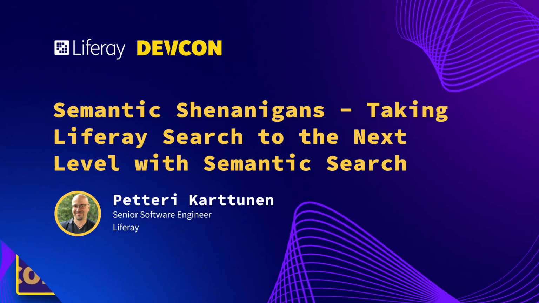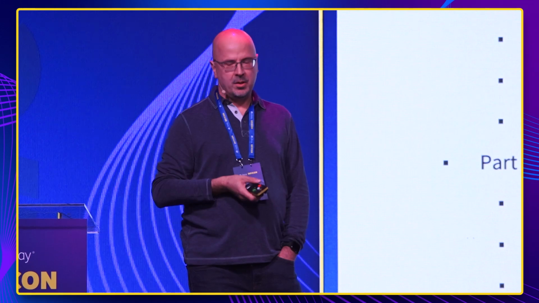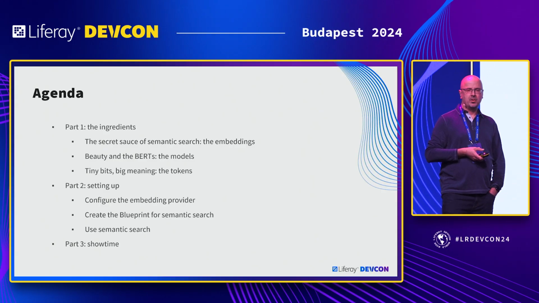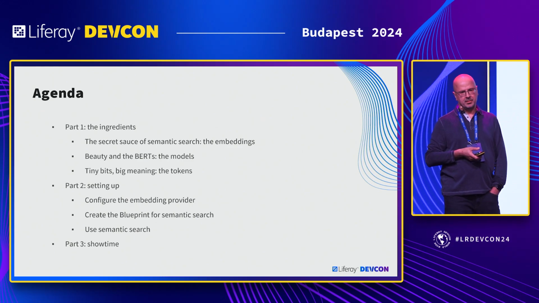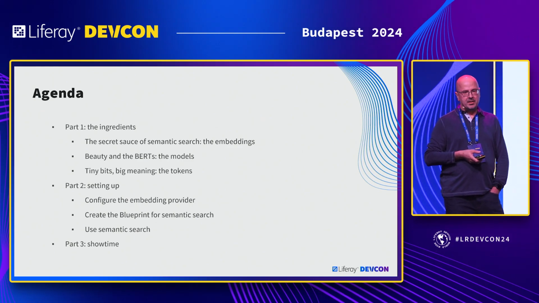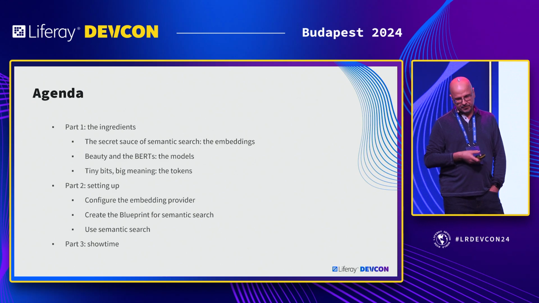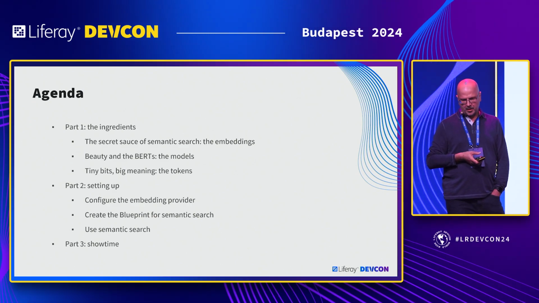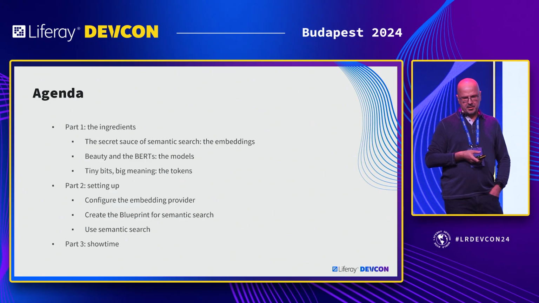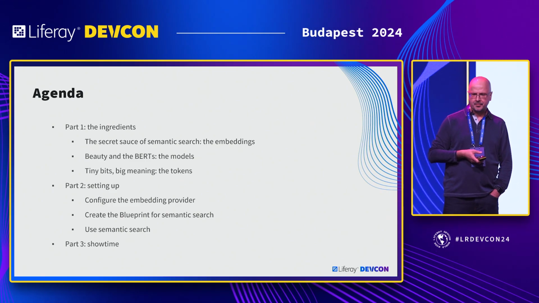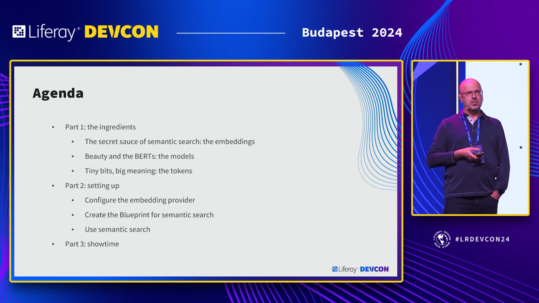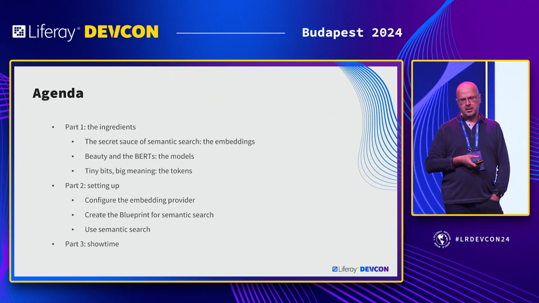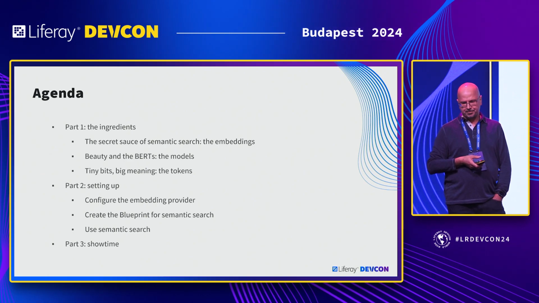To get the best out of semantic search, it's good to know how it works and why it works. That's why I'll first briefly talk about three important ingredients in semantic search: the embeddings, the models, and the tokens. Most of you might already be familiar with these things, but for those who aren't, it's useful information, I hope. Then I'll show how to set semantic search up in Liferay, and finally we'll see how it performs compared to standard Liferay search.